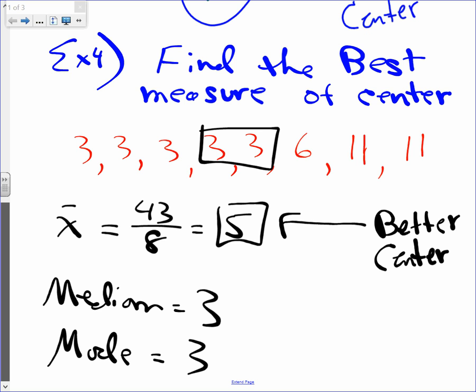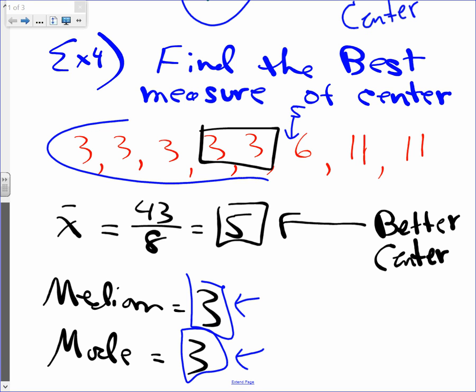In this example, 5 would be the better center because there are values to the left of 5 and to the right of 5. The median and the mode of 3 would be all the way to the left. So this would be a bad center, the median and the mode, because it's all the way to the left of the data. So 5, the mean, would be the better center.